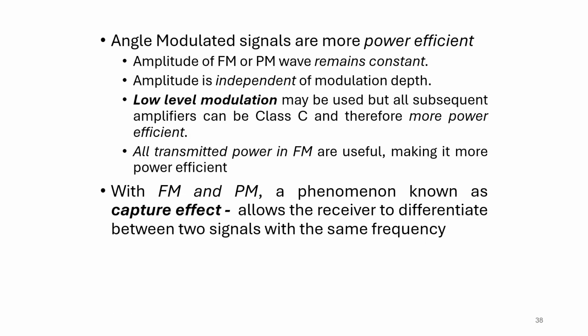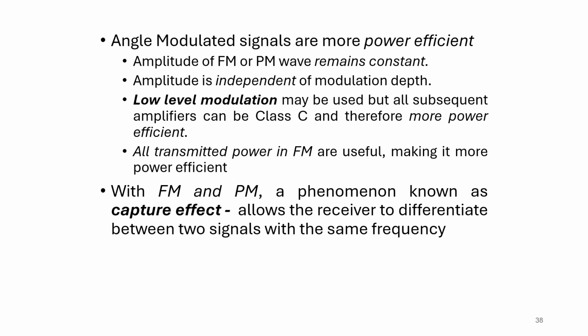So angle modulated signals are more efficient. Okay, so the amplitude of FM and PM wave remains constant. Amplitude is independent of modulation depth. Low-level modulation may be used, but all subsequent amplifiers can be Class C and therefore more power efficient. So all transmitted power in FM is useful, making it more efficient. Unlike for AM, the carrier power has no information. Okay, so it is just considered to be a loss.